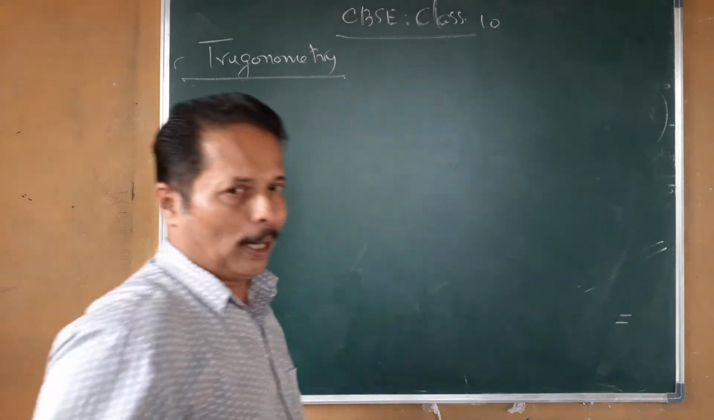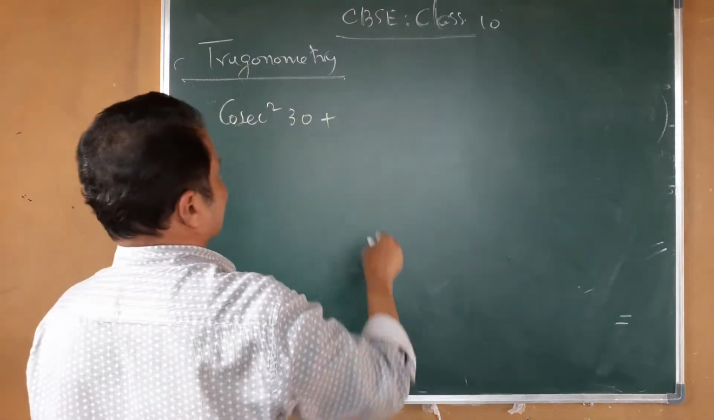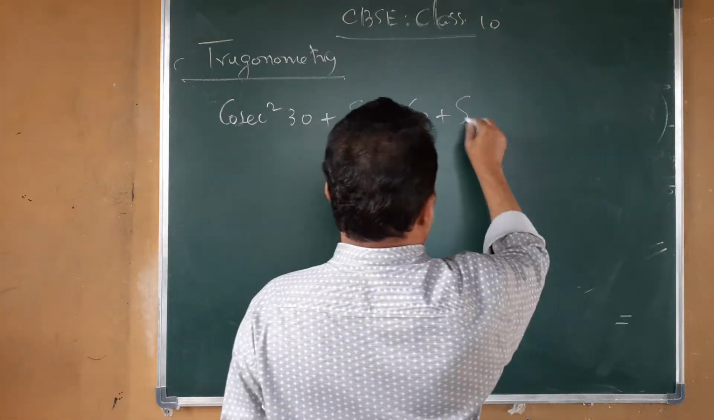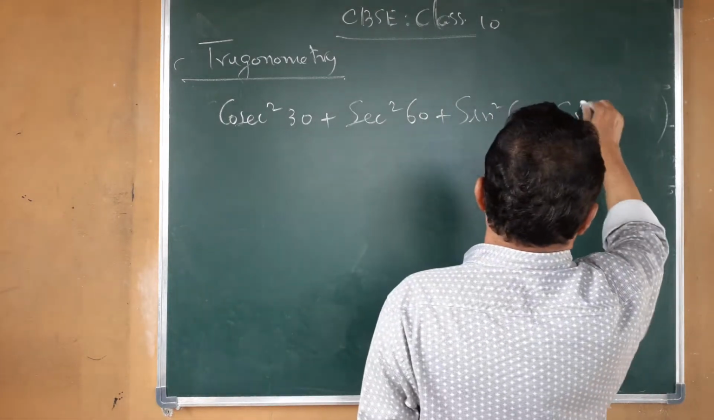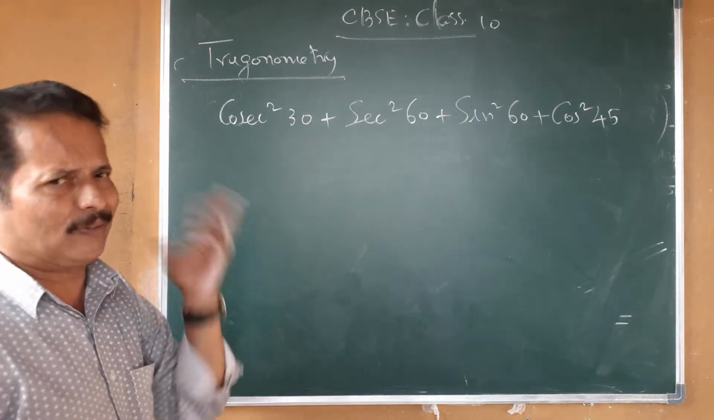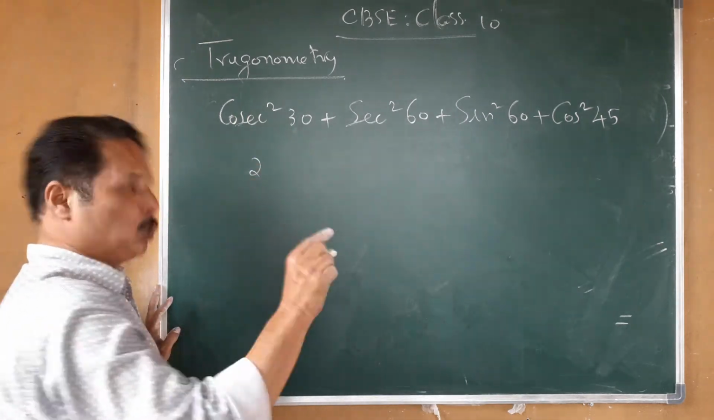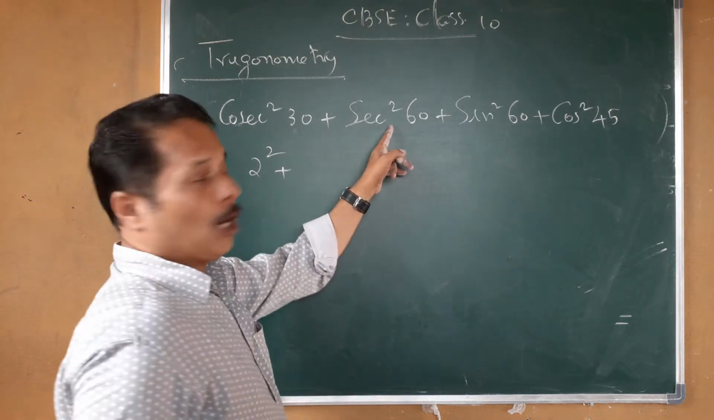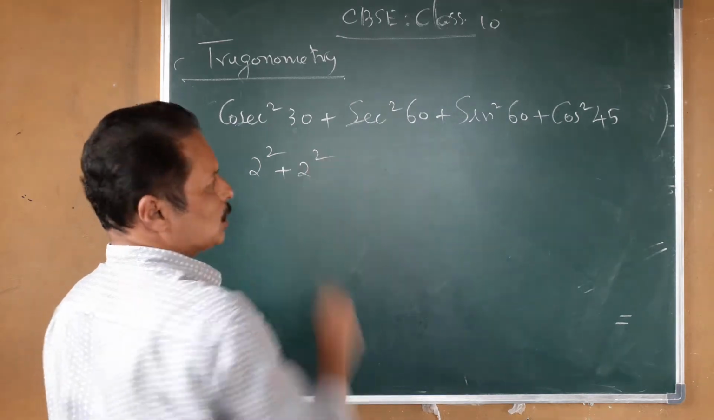Once again, one more problem. Cosec square 30 plus sec square 60 plus sin square 60 plus cos square 45. Are you ready? If you know the values, it's very easy. Sin 30 is 1 by 2, so cosec 30 is 2, and square means 2 square. Cos 60 is 1 by 2, so sec 60 is 2 by 1. So the answer is 2 square.